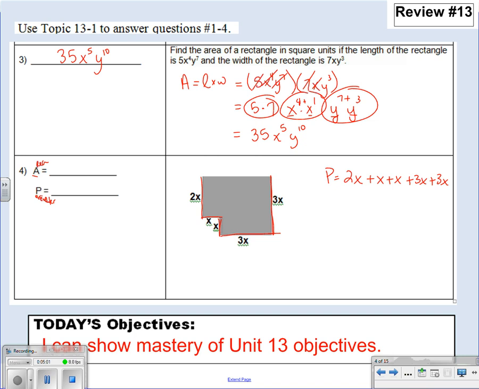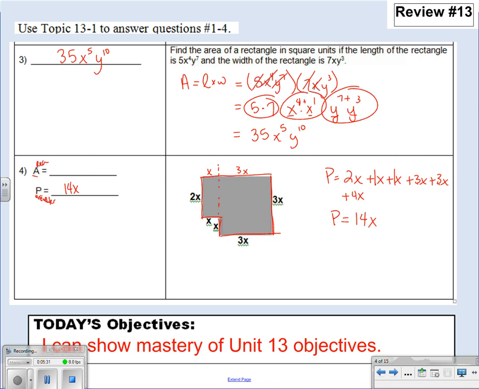And now I need to know what's along the top. Well, I know that from here is x, and this is 3x, so this total is going to be 4x. So now when I add them, I have 2 plus 1 plus 1 plus 3 plus 3 plus 4. That'll give us 14x as our perimeter.